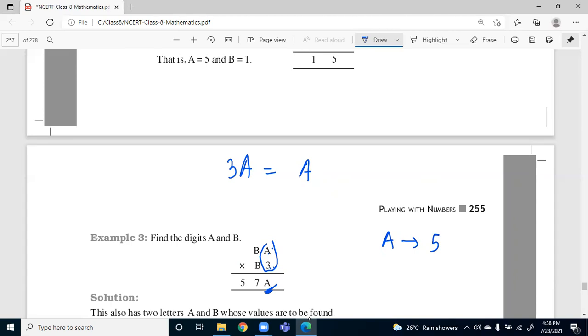Now next, 1 is carryover. I will write 1 as carryover here because 3 into 5 is 15. So 5 I have written here and 1 is carryover. Now 3 into B plus 1 is equal to 7. What is the next step? 3 into B plus 1 is equal to 7. So what should I take B?